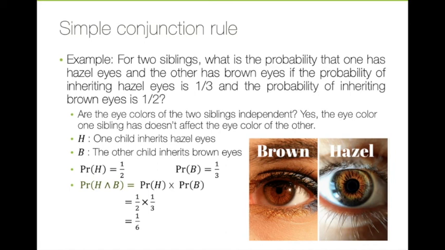So here's the example. Take two siblings. What's the probability that one has hazel eyes and the other has brown eyes, if the probability of them inheriting hazel eyes is 1/3, and the probability of them inheriting brown eyes is 1/2? First, we have to do our check. Are the eye colors of the two siblings independent? Remember, what matters for independence is that the truth of one statement doesn't affect the truth of the other.